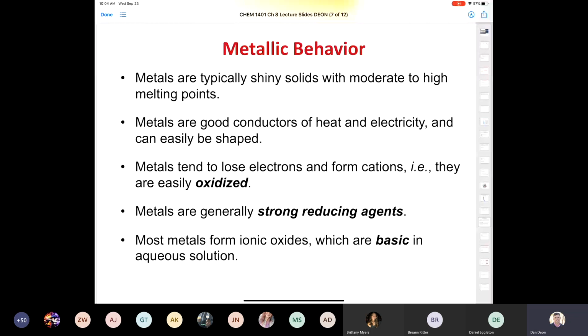Okay, so this says here that metals are typically shiny solids with moderate to high melting points. There are exceptions to this, right? Gallium is a metal that's not very hard. It can be melted in your hand. Mercury is a liquid. So there are exceptions to this, but generally speaking, they're shiny solids with moderate to high melting points. Good conductors of heat and electricity, can be easily shaped. Malleable means it's something that can be pounded into a sheet, and ductile means that a metal can be formed into a wire, so drawn out into a wire. Metals tend to lose electrons and form cations, okay? And we say that they're easily oxidized.